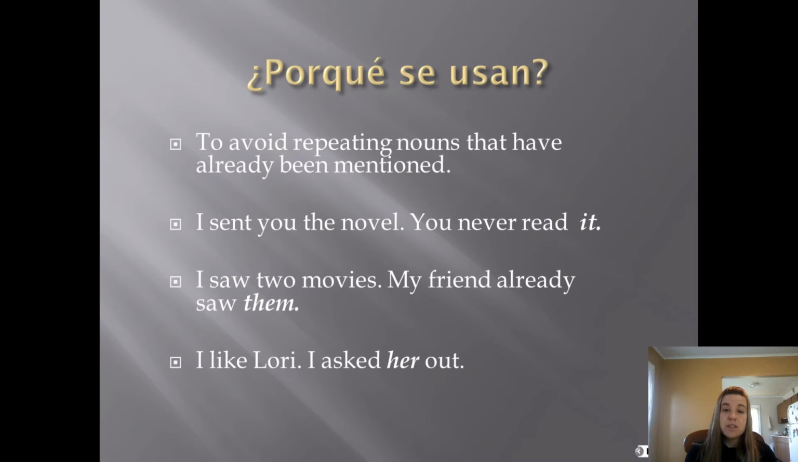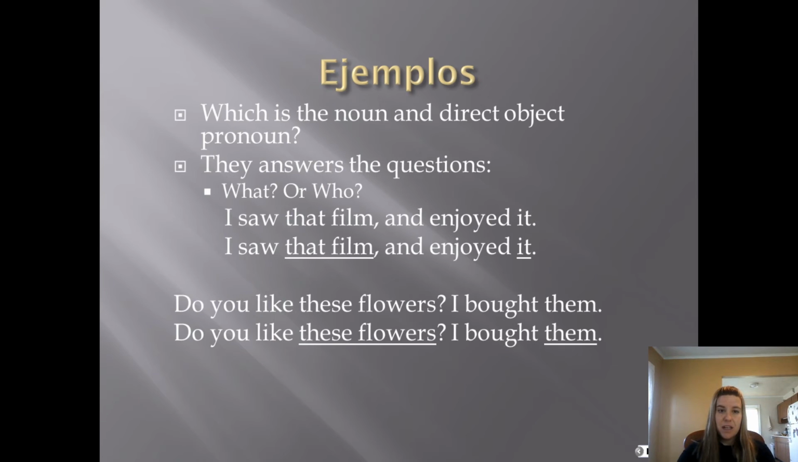I saw 2 movies. My friend already saw them. What did I see? 2 movies. So replace the 2 movies with the direct object pronoun them. I like Lori. Who do I like? Lori. I asked her out. Who did I ask out? Her. So instead of saying I asked Lori out, we'd say I asked her out. So that's how we use them in English. Hopefully you are kind of getting the gist of this. And we can go on to look at them in Spanish.